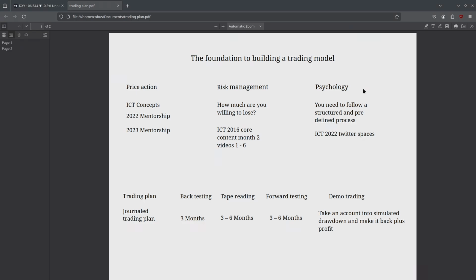Another fantastic psychology tool. Look at the ICT 2022 Twitter Spaces. You can find them on YouTube. You don't have to go back on Twitter. Now, I'm not talking about those 5 or 10 minute summed up, TikTok mentality Twitter Spaces. I'm talking about the whole thing, the whole 3 or 4 hour thing.